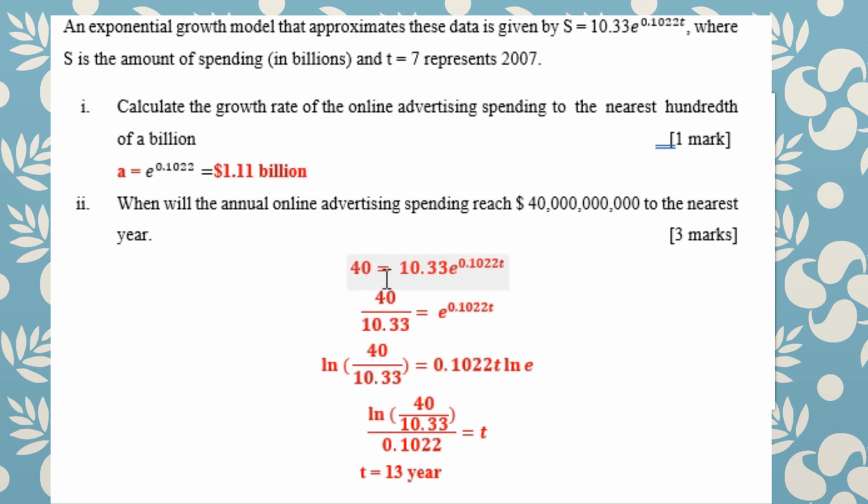40 equal to your equation, you want to find T. So simplify first, then you'll have E 0.1022T. Then you apply ln. So when you apply ln, the 0.1022T will come down and come in front of the ln E. Ln E is 1, it will disappear. Then you can find time. See, I've not rounded off anything. If you can, please don't round off. Plug it in the calculator one shot. All right?